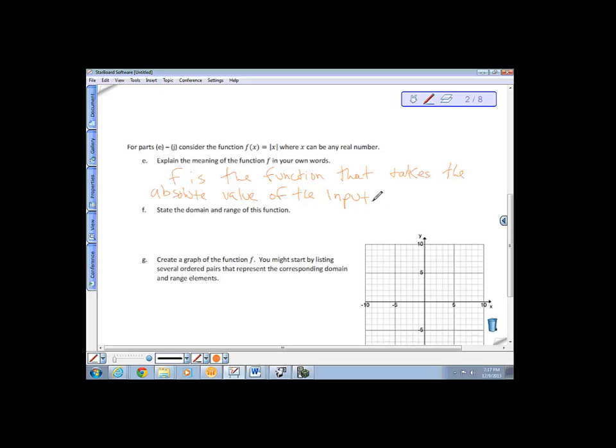Okay, I mean it's about as straightforward as you could say. And just remember that the absolute value is actually the distance from 0 on the number line. So if I input 2, the distance is 2. If I input -2, the distance is still 2. Okay? So what's the domain and range of f of x equals absolute value of x? Okay? Well, my domain. What could I put in for my x values?